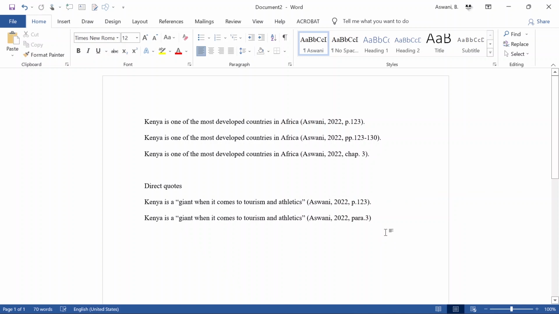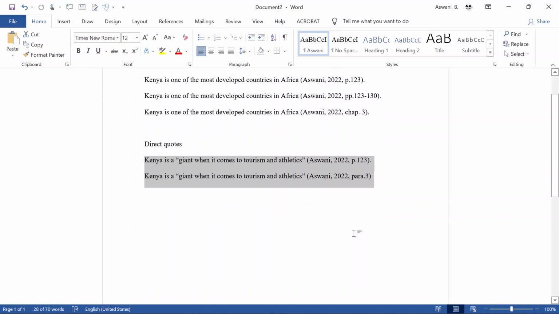We have long quotes and we have short quotes. So again, according to APA guidelines, what you have done here is a short quote, which is less than 40 words. But if the quote is more than 40 words, you put it as a freestanding paragraph, okay? Put it as a freestanding paragraph, which must be indented all round.